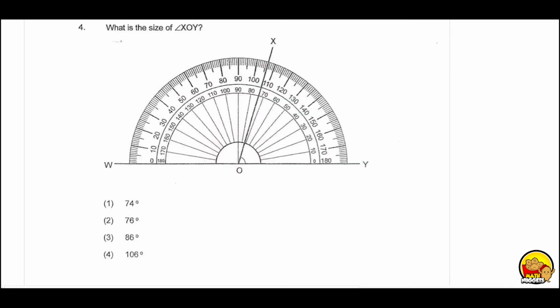Number 4, we're supposed to measure the size of X, O, Y. So let's trace that. X, O, and Y. How do we read the protractor? You look for your 0 line. 0 line meaning this line is on the right side. So where's the 0? Check. This is the inner scale. So you are supposed to be reading the inner scale, which is this one.